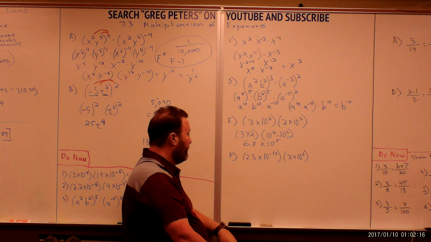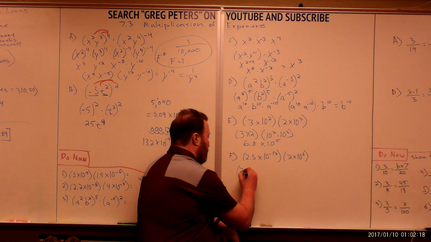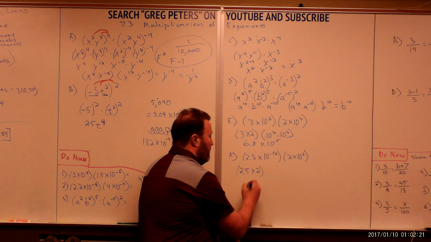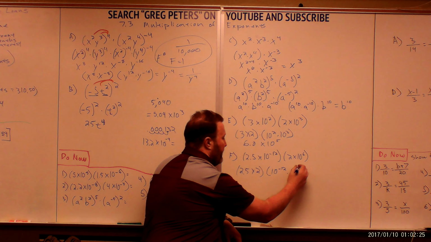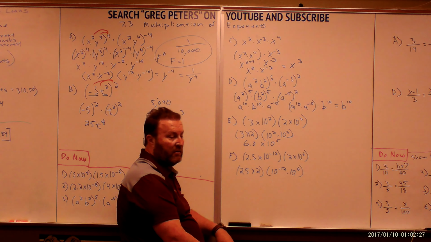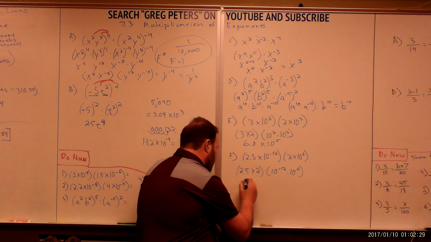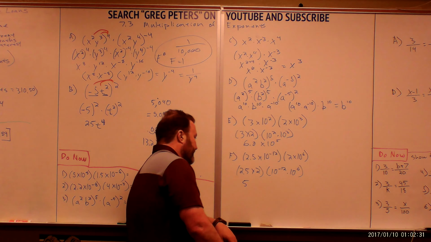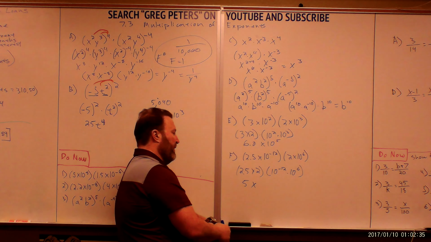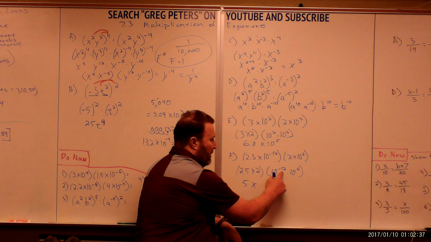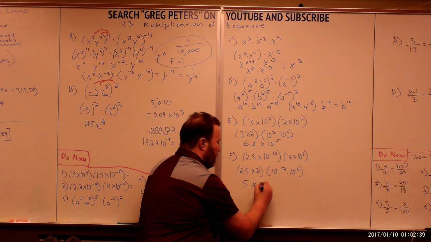Okay, next one. Same thing, right? 2.5 times 2. And then negative 12 times 10, 6. Oh, I like this one. What's this? Okay, good answer. Well, I can't see, so I couldn't answer. 2.5 times 2. Oh, 5. Negative 12, 6.